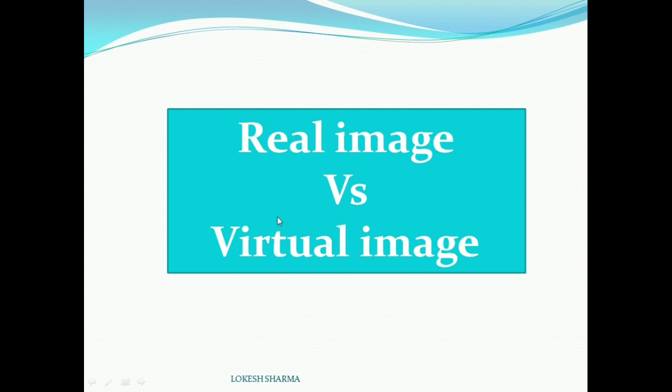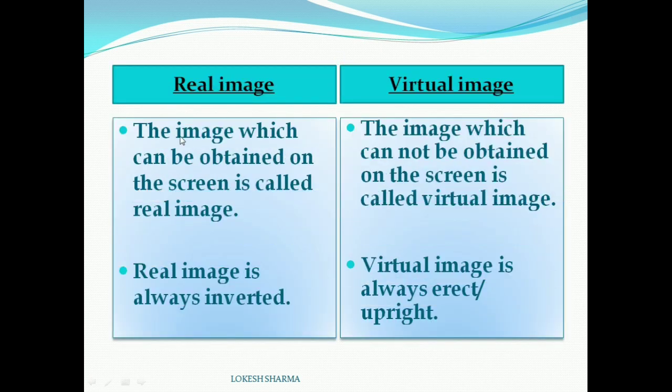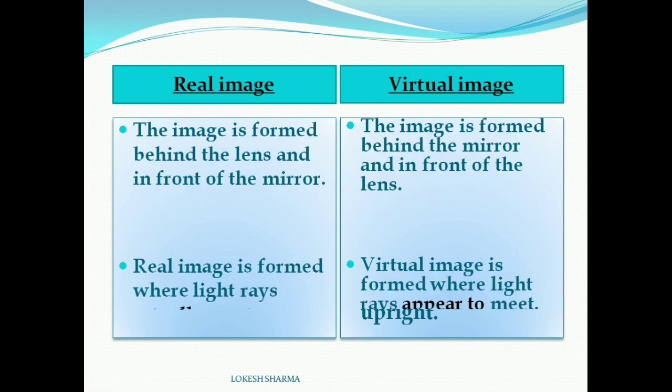Now the difference between the real image and the virtual image. The image which can be obtained on the screen is called the real image, whereas the image which cannot be obtained on the screen is called virtual image. Real image is always inverted and virtual image is always erect or upright. The real image is found behind the lens and in front of the mirror, whereas the virtual image is found behind the mirror and in front of the lens. Real image is found where light rays actually meet, and virtual image is found where light rays appear to meet.